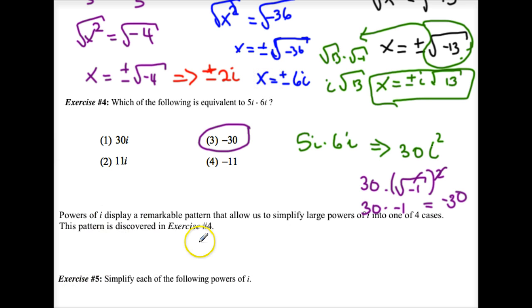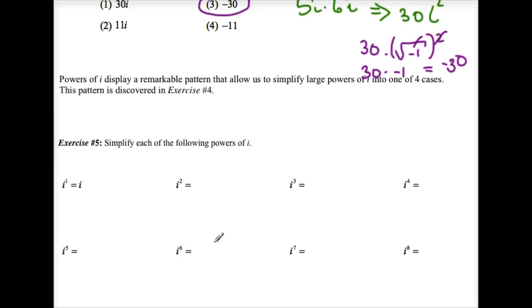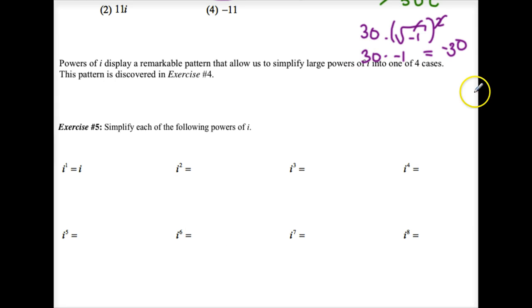The powers of i display a remarkable pattern, which we're going to talk about. There's a specific pattern. It's in cycles of 4. We're going to get more into this in our next lesson. So, this is given. i to the first power is i. Anything raised to the first power is itself. i squared. What is i squared? We just said i is defined by the square root of negative 1, squared, which is negative 1.